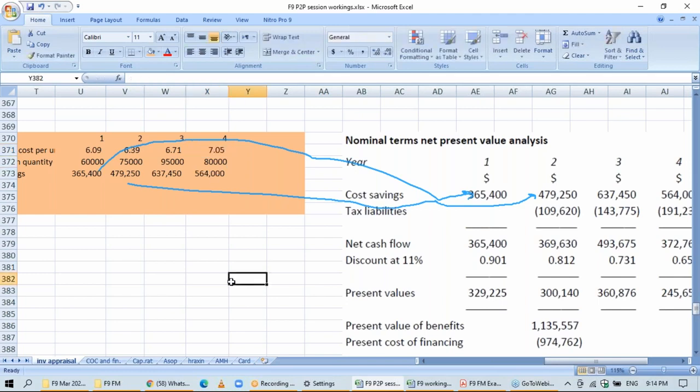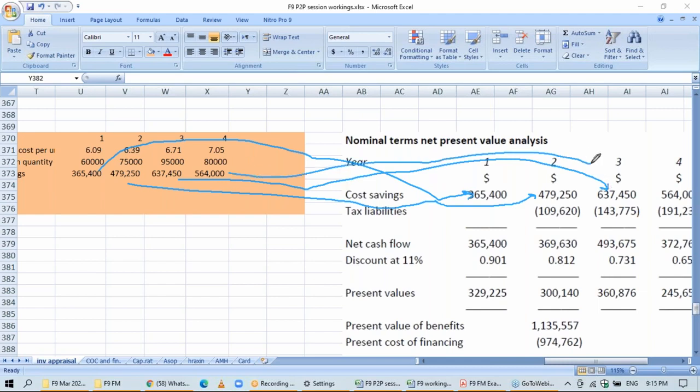Okay, so I've exactly rounded off to 2 places so that these figures now match with this working, right? So you get these savings. Now on these savings, the company will be able to save tax at 30%.